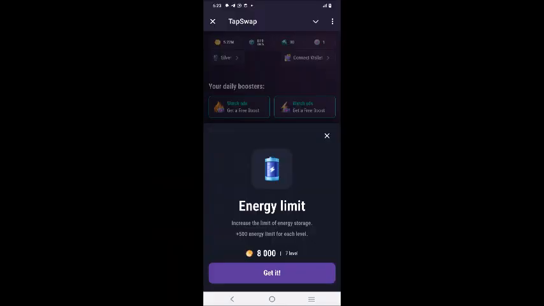Wait for the token distribution. Many people have seen this on Hamster Combat, for example.